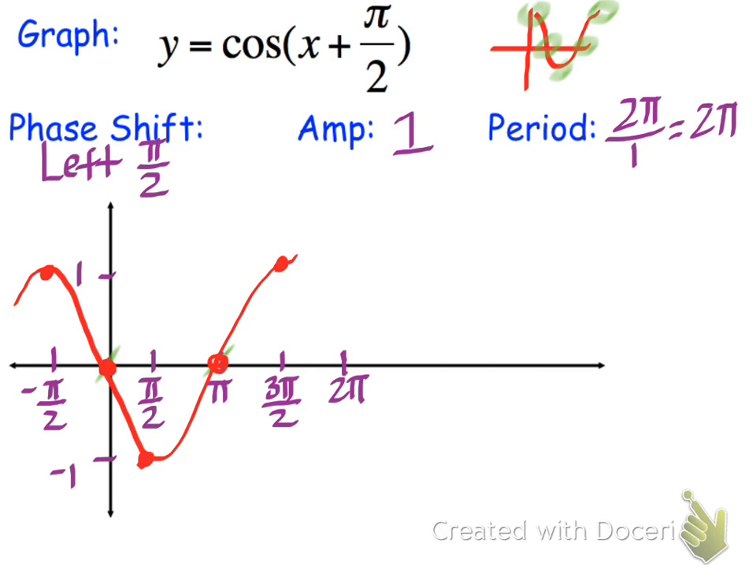Now that's just one period. Notice it's happening in 2 pi units, but it's being shifted back. It's starting back a little bit. If we wanted, we could continue and draw another period of this graph just by extending the pattern. And again, it's going to depend on the question and how many periods it wants you to graph.